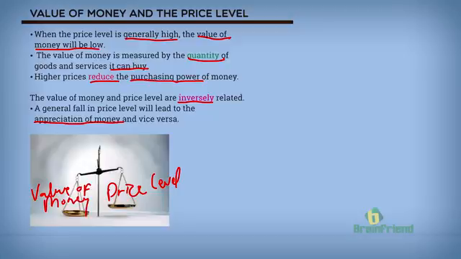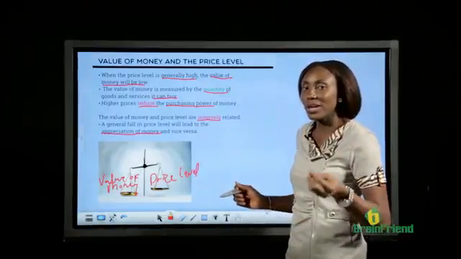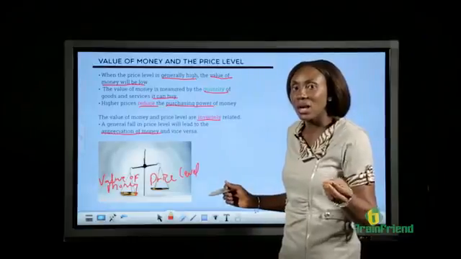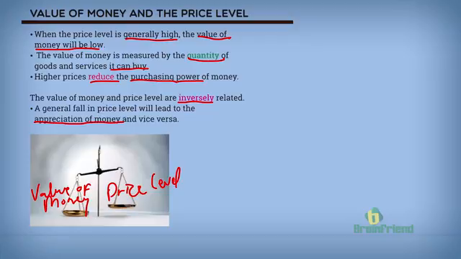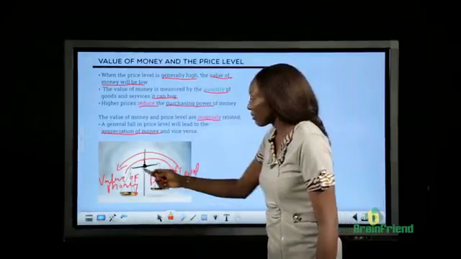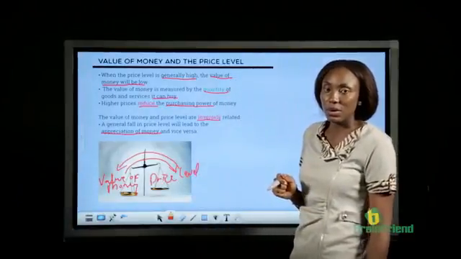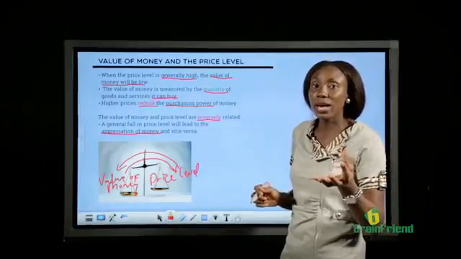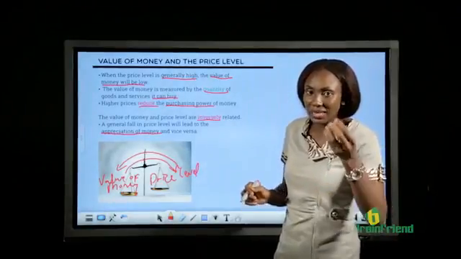You can see that when the price level increases, the value of money what? Drops. This is a practical example. In other words, the money does not have what? Much value. You cannot buy much with a stated amount of money. Then vice versa. If it goes the other way, you say that when the price level reduces, the value of money what? Increases. Meaning that with a little amount of money, you'll be able to buy so many goods and services.